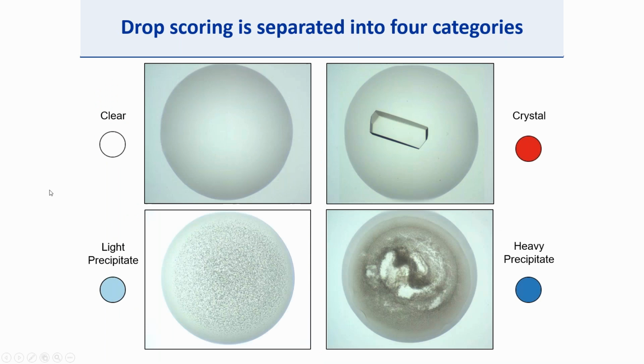When it comes to assigning our qualitative scores, we separated this into 4 different scoring categories. The first would be a clear drop represented by this white circle, which just indicates that your drop is undersaturated. The second score would be a crystal represented by this red over here, indicating that you did get a successful crystal hit. The third is a light precipitate, which we represent with this light blue circle in the bottom left-hand corner. And then the fourth score is a heavy precipitation, which we represent with this dark blue circle.